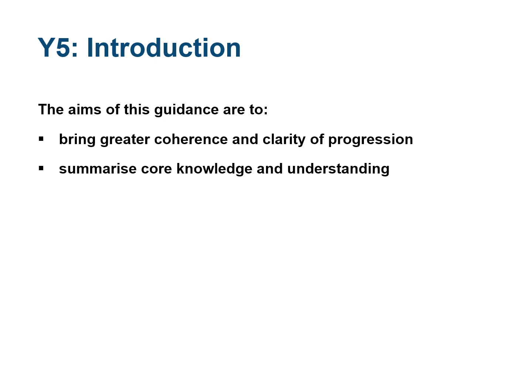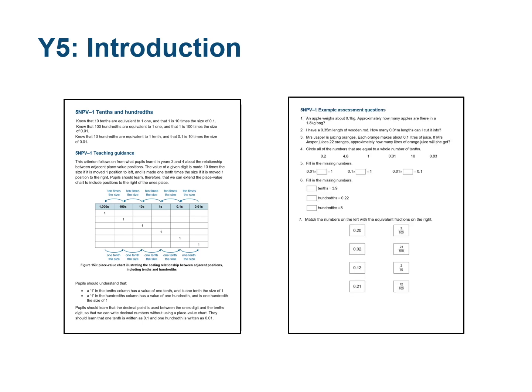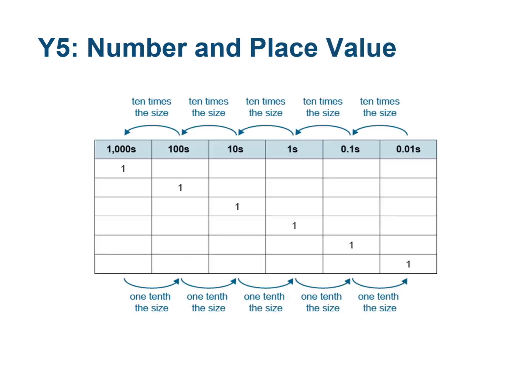This video guide summarises the knowledge and understanding that Year 5 pupils need to achieve by the end of the year in order to be ready to progress to Year 6. There are accompanying materials which provide teaching guidance for each ready to progress criterion and example assessment questions. We recommend that Year 5 teachers should read the guidance for both Year 4 and Year 5 so that they understand the starting point for Year 5 pupils.